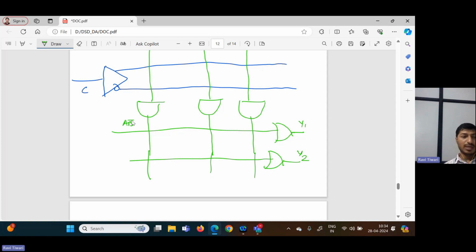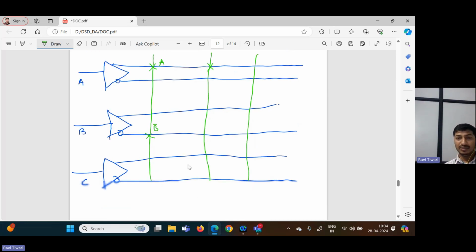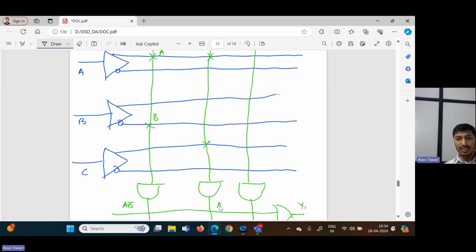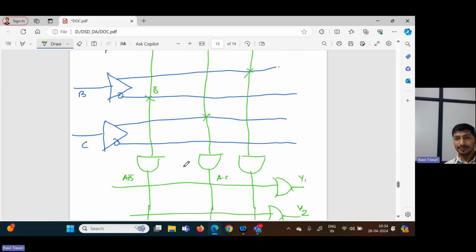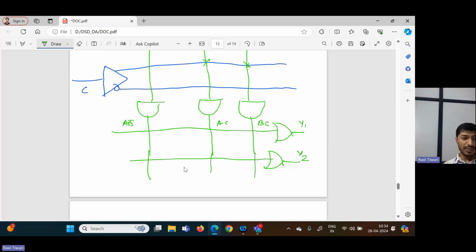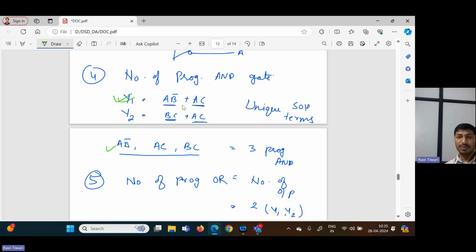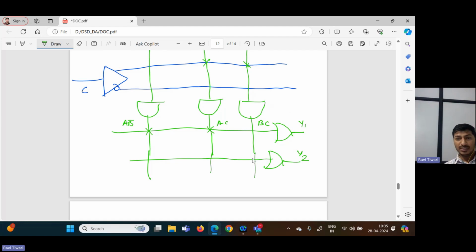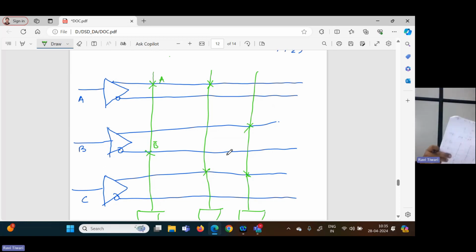This is AB bar. Similarly, the second term is AC, so I will draw it as A, and the other one is C. So that is AC. Similarly, the third minterm was BC, so here I will draw one B, and this is C. This is BC. Now, in the output Y1, we were having AB bar and AC, right? Y1 was AB bar plus AC. Second one is BC plus AC. So BC plus AC. Okay, this is the complete diagram for our designing PLA.